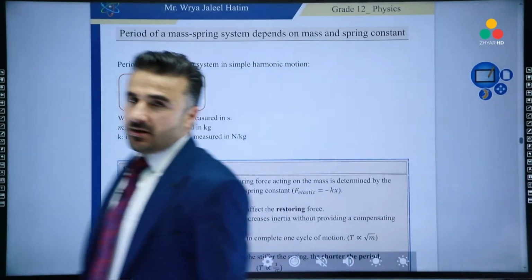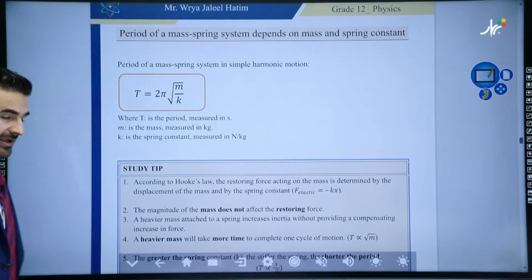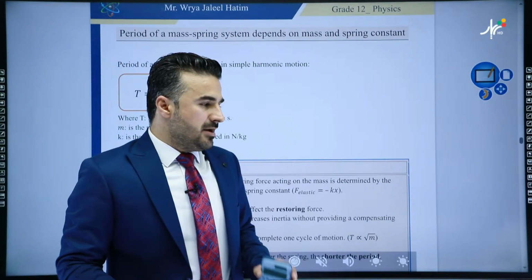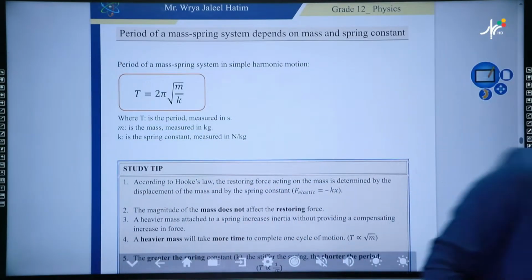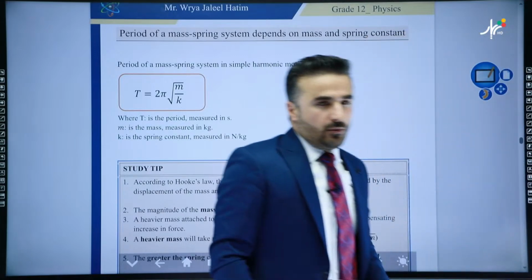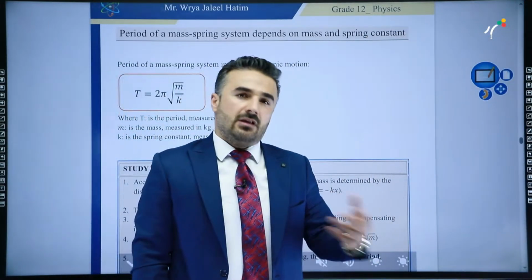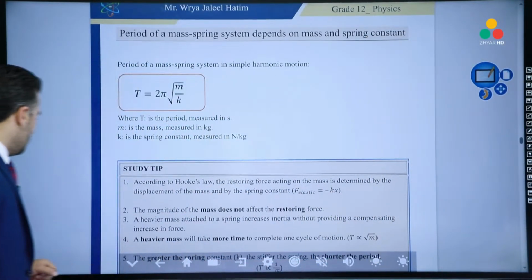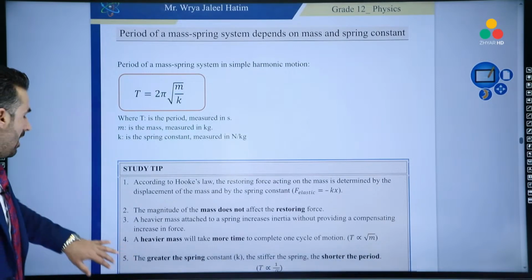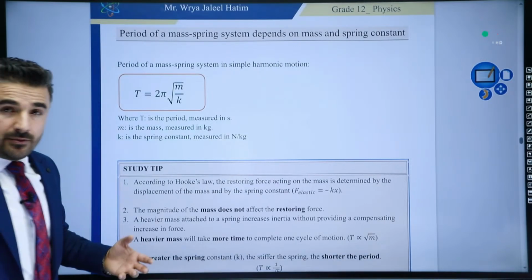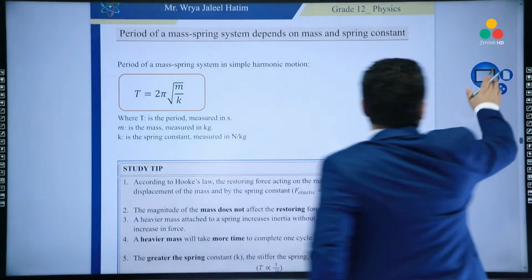Okay, now let's talk about the period of a mass spring system, yeah? So far, we've been talking about the period of a pendulum, yeah? And of course, the period of a pendulum equals 2 pi the square root of length divided by the gravitational acceleration, yeah? Now, how can we find the period of a mass spring system here?